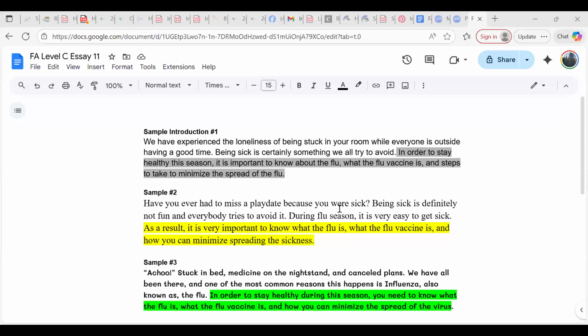Being sick is certainly something we all try to avoid. In order to stay healthy this season, it is important to know about the flu, what the flu vaccine is, and steps to take to minimize the spread of the flu. So for sample 1, the gray highlight is the thesis statement. And let's take a look at our second sample.